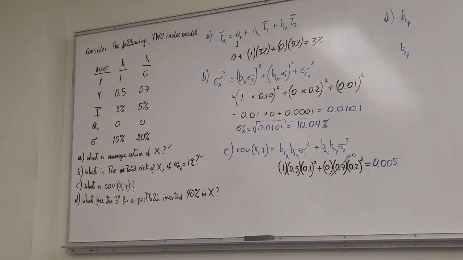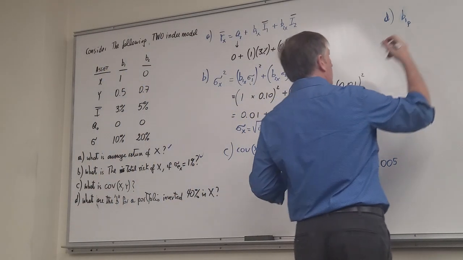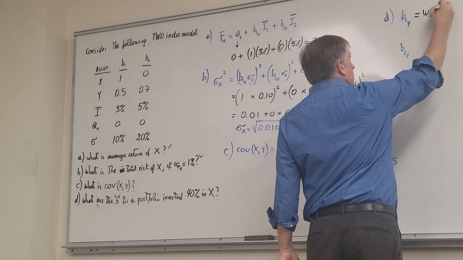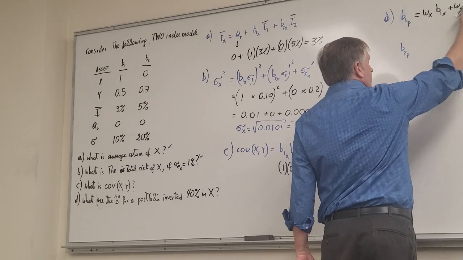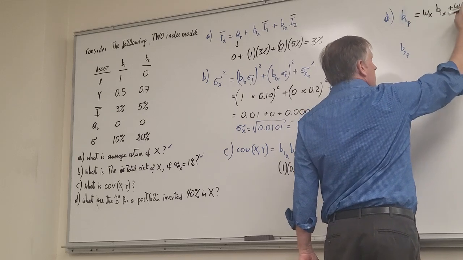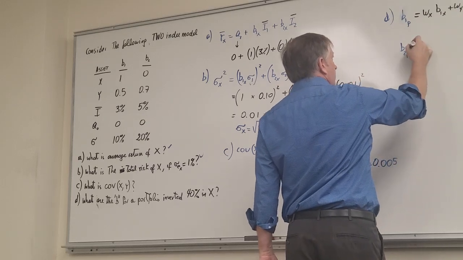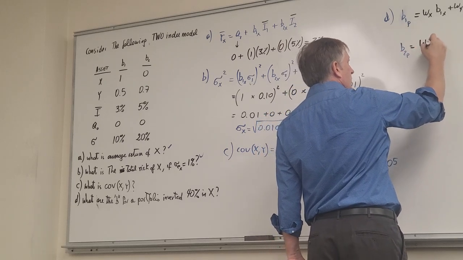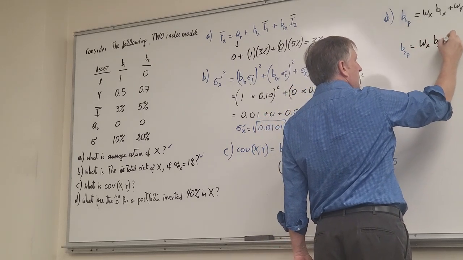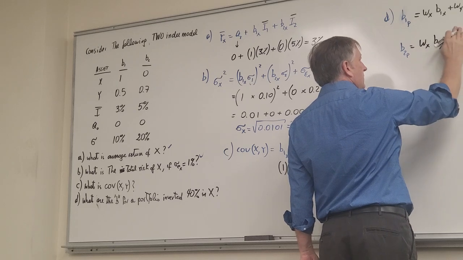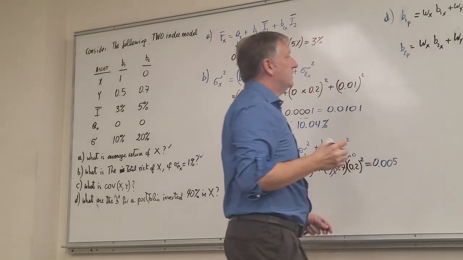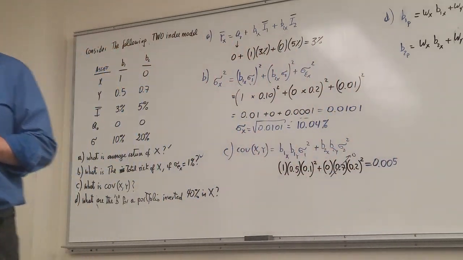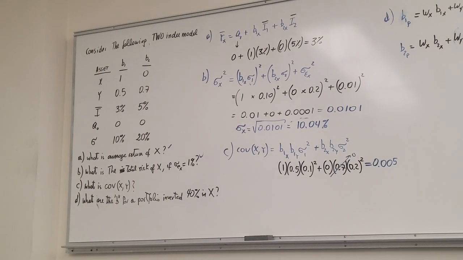So your beta 1 of P is going to be the weight of X times beta 1 of X, plus the weight of Y times beta 1 of Y. Beta 2 of the portfolio is the weight of X times beta 2 of X, plus again the weight of Y times beta 2 of Y. So you're using the same risk factor, and you're doing the weighted average of all of those.